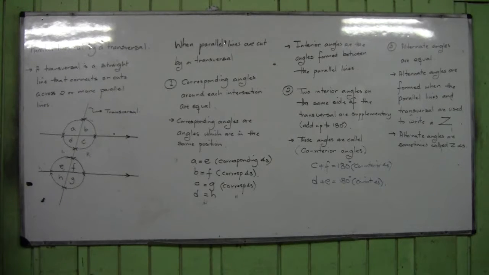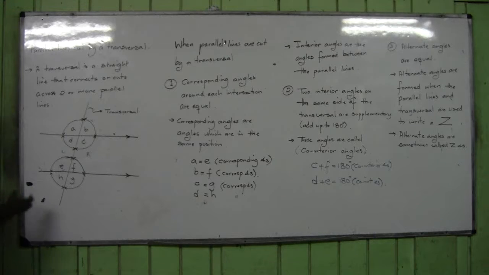Now, the third thing that happens when parallel lines are cut by a transversal is alternate angles are equal. Alternate angles are formed when the parallel lines and transversal are used to write a Z. Alternate angles are sometimes called Z angles. You shouldn't write it, but the idea of the Z angles will help the idea stick in your head. When you write the reason, don't write Z angles. You must always write alternate angles.